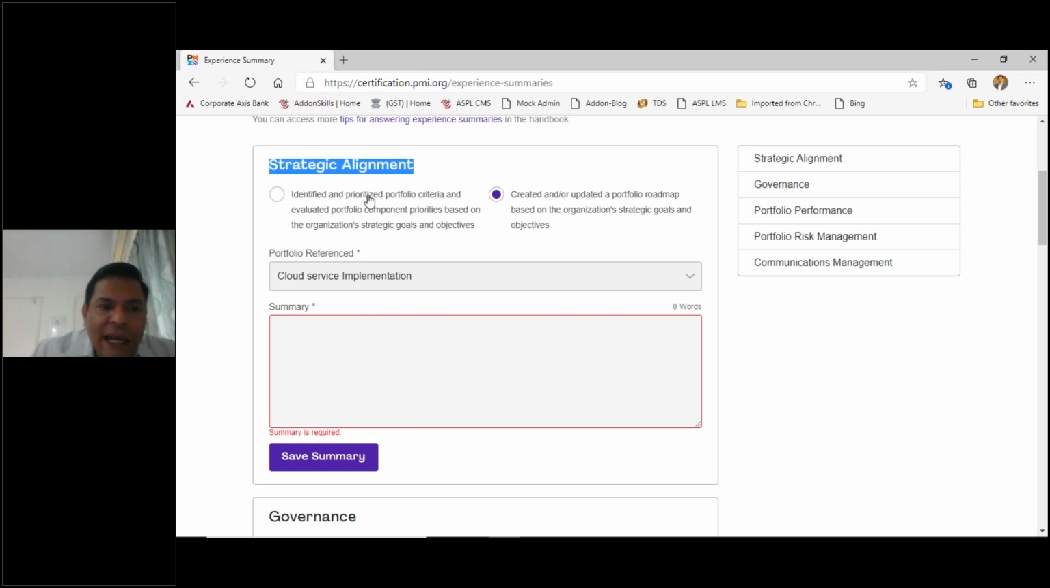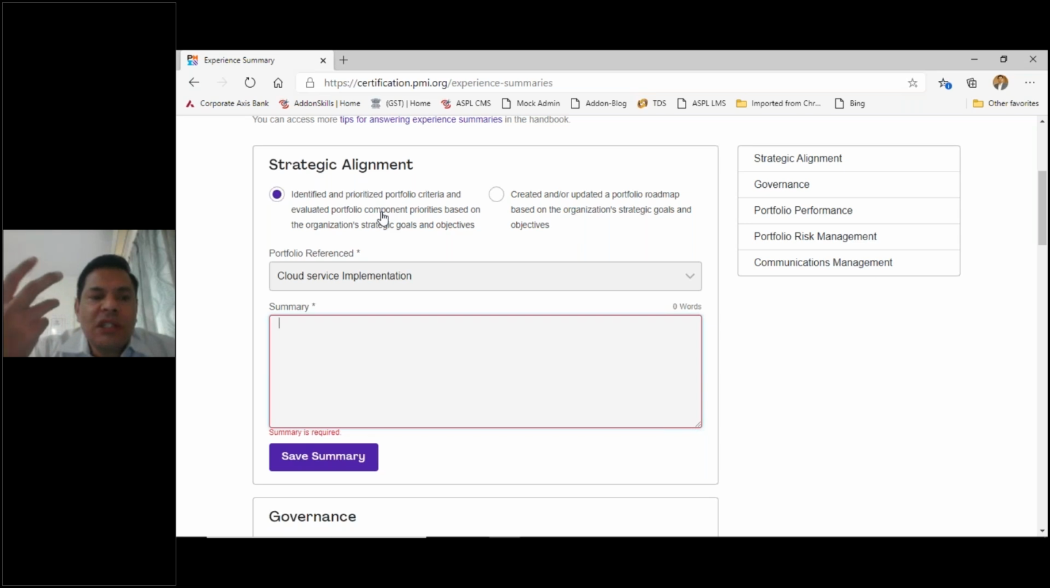Now, identify and prioritize portfolio criteria and evaluate portfolio component priorities based on the organization's strategic goals and objectives. This is the question they have asked you, and you will have to write how you identified and how you prioritized the portfolio criteria, and how you evaluated the portfolio components based on these portfolio criteria. What are the portfolio criteria on the basis of which you will select the portfolio in your function, on the basis of which the portfolio and your strategic plan will get approved? So what are those criteria and how did you identify them?